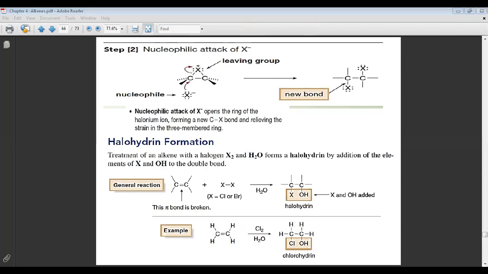Okay. Then look at this reaction. You have the ethene and you have the halogen and the H2O in this reaction. Directly it will give you the halohydrin. Okay, it will give you the chlorohydrin. That means one halogen atom will be added to one carbon, and the second, the hydroxyl group, will be added to the next carbon of the double bond.